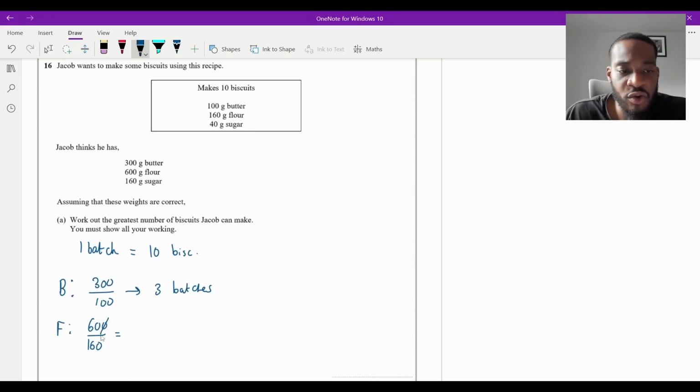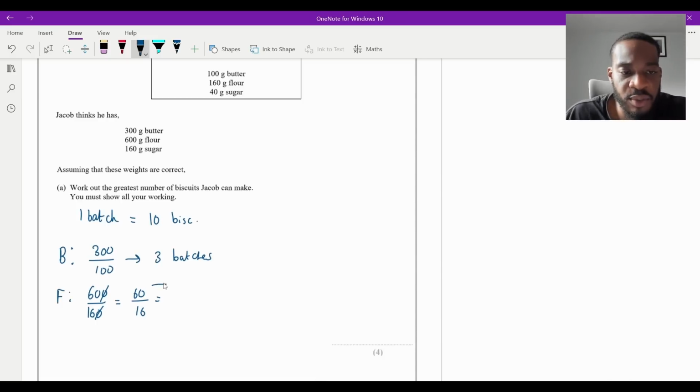Doing that, I can cross out a 0, cross out a 0. That's 60 over 16. And then I can divide top and bottom by 4. That will give me 15 and that will give me 4. So now I need to work out what 15 divided by 4 is. So let's do that. We use the bus stop method.